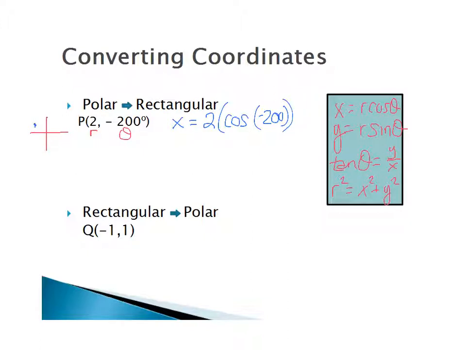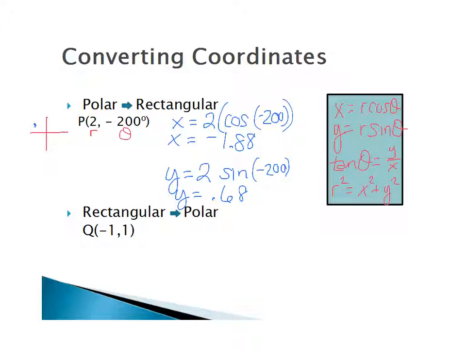I got a negative 1.88, we'll say. And then do the same thing. Your y is going to be equal to 2 sine of negative 200. And I have y equal to 0.68.